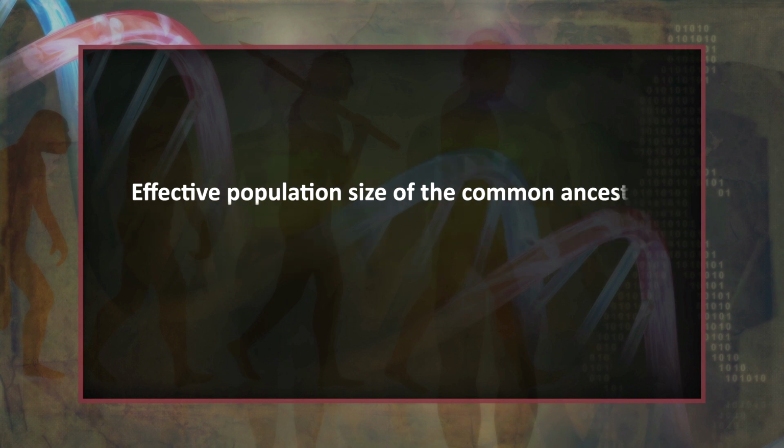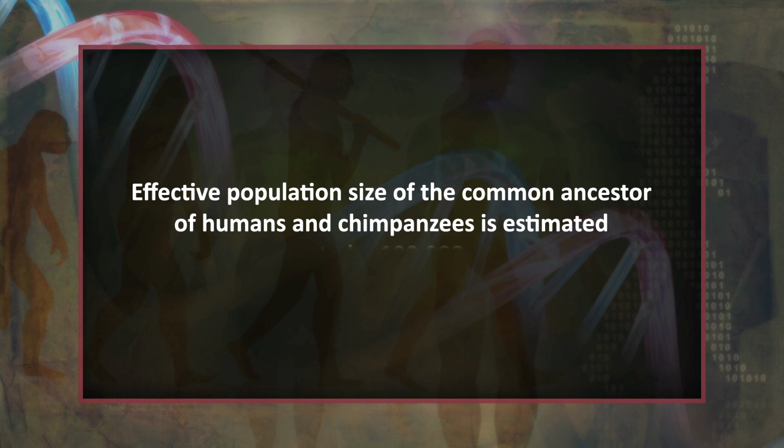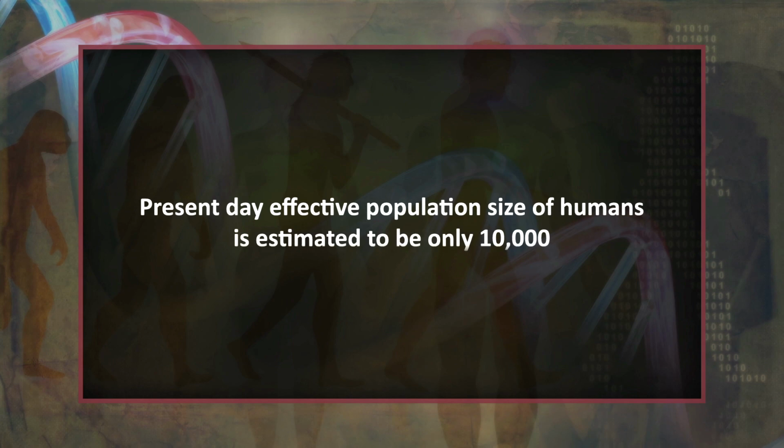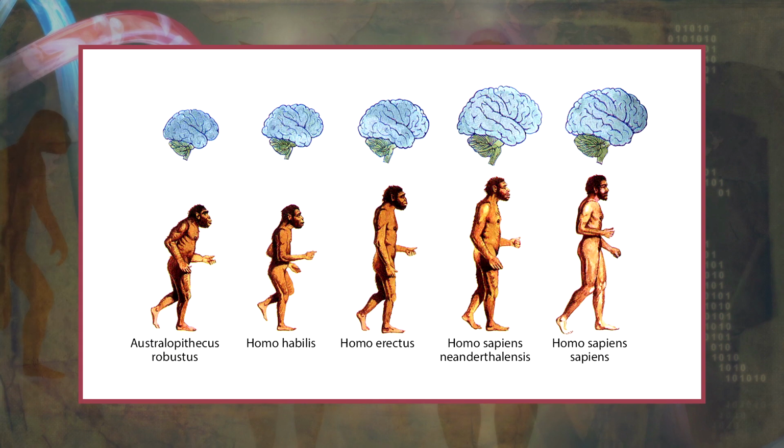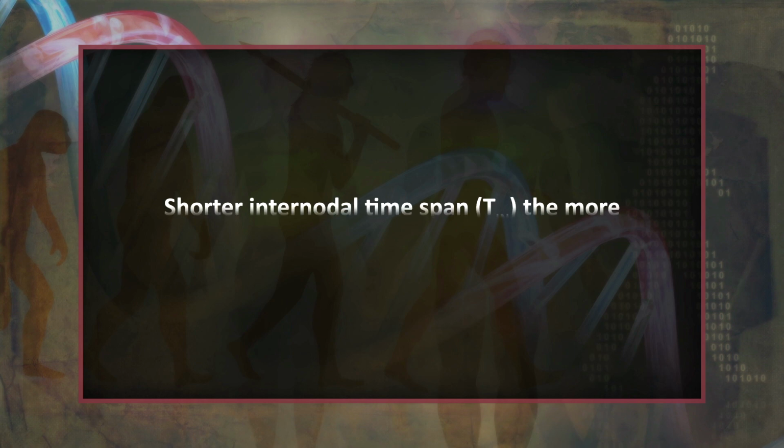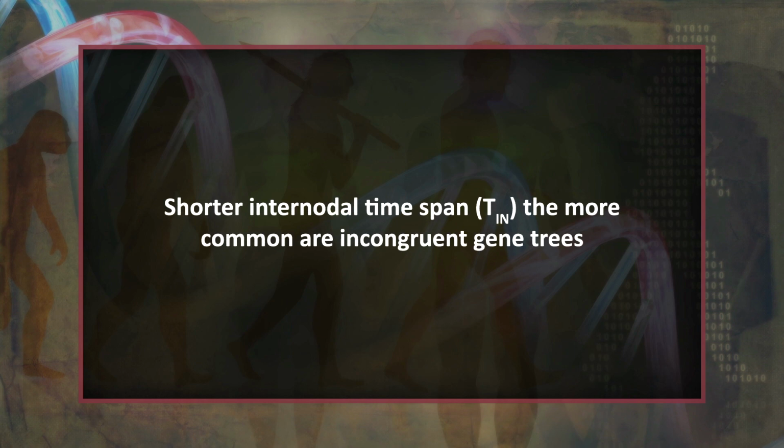Additionally, the effective population size of the common ancestor of humans and chimpanzees is estimated to be 100,000. This is somewhat surprising since the present-day effective population size of humans is estimated to be only 10,000. If true, that means that the human lineage would have experienced an immense decrease of its effective population size, and thus genetic diversity, in its evolution. Dear students, the shorter the internodal time span, the more common are incongruent gene trees.